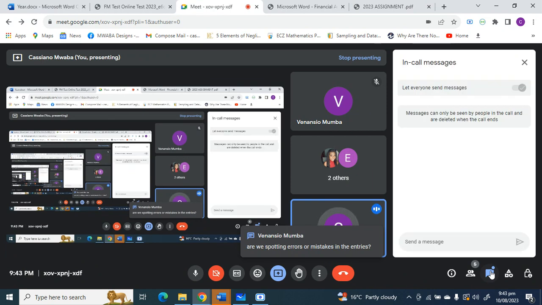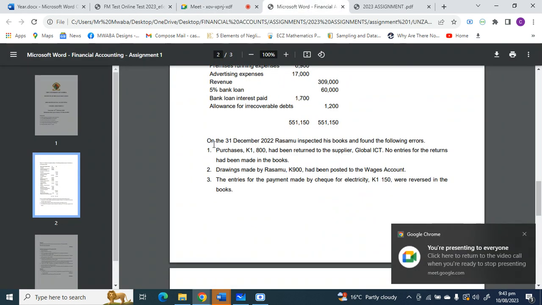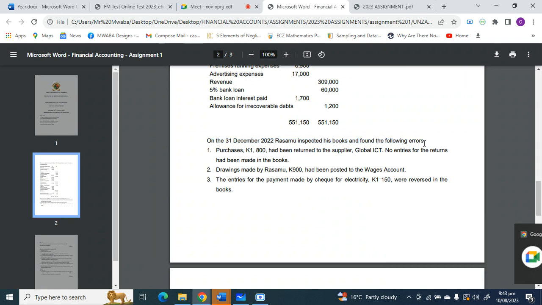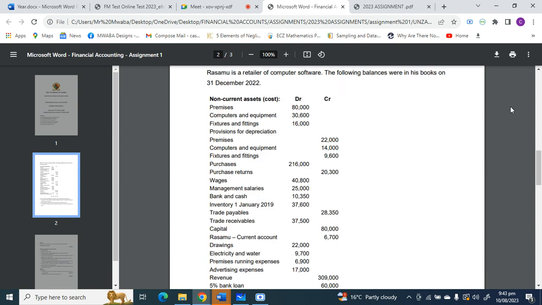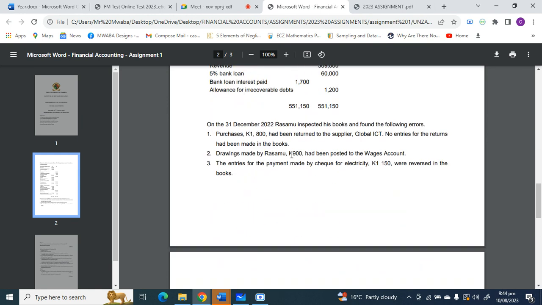Yes, we're spotting errors. As you can see in the question here, after Rasamu inspected his books, there were some errors that were found. So we are correcting these errors first, meaning some balances in this trial balance are going to change. We are correcting the mistakes that were already spotted.